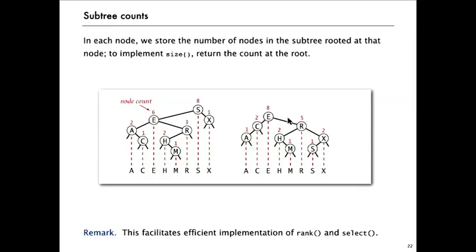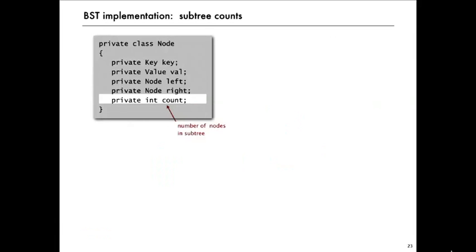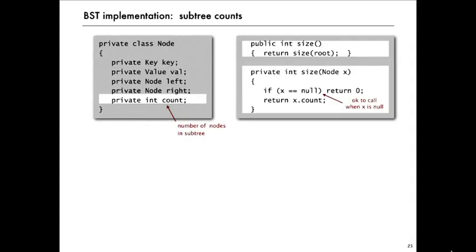Those counts are going to not only enable us to immediately implement the size function, just return the count at the root, but they'll give us good implementations of rank and select. So let's look at those now. We add a count field to every node. And then to implement the size function, if it's null, we return 0. A client might call us for a null tree or an empty tree. Otherwise, we return x.count, which is the number of nodes in that subtree by definition.